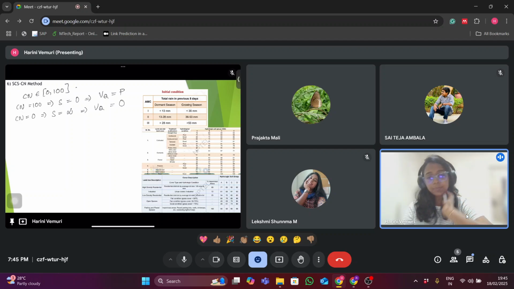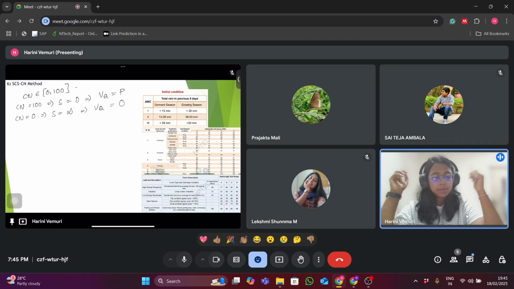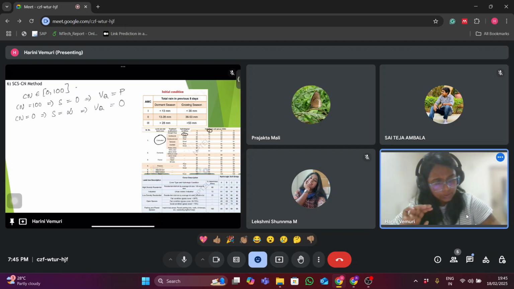Based on the soil type, the vegetation cover, and also the land use, the curve number values are assigned. Suppose the land cover is cultivated; based on the hydrological condition, whether it is poor infiltration or otherwise, and based on the hydrological soil group, we have different curve number values assigned. This is for non-urban areas and this is for urban areas. These are the curve number tables.